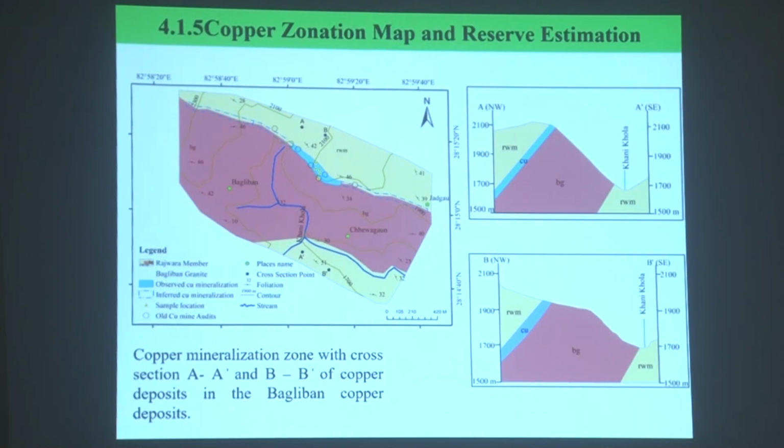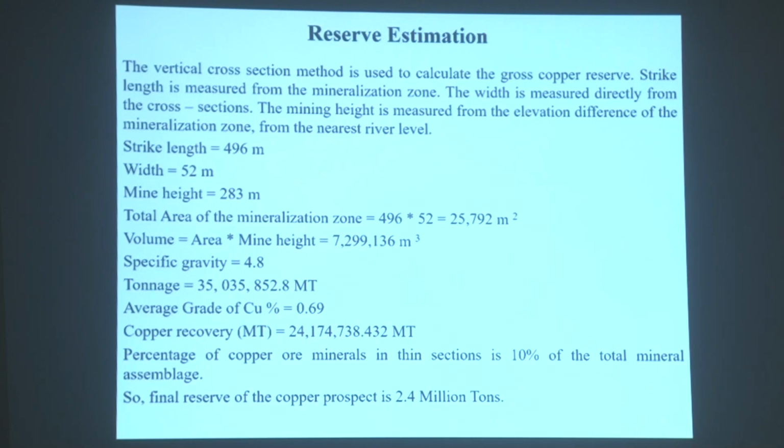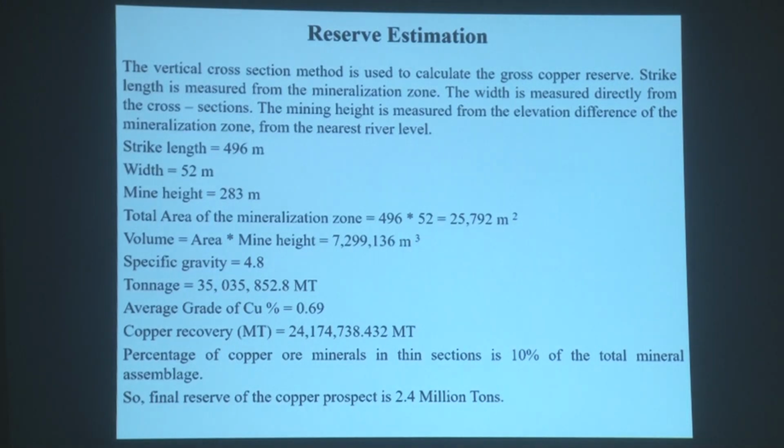The copper zonation map: here the blue zone in the map is the copper zone, and you can see several ancient ore bodies, and the yellow points show the sample locations. This is for the gross reserve of the deposit. And I found that the reserve of the deposit is 2.4 million tons.